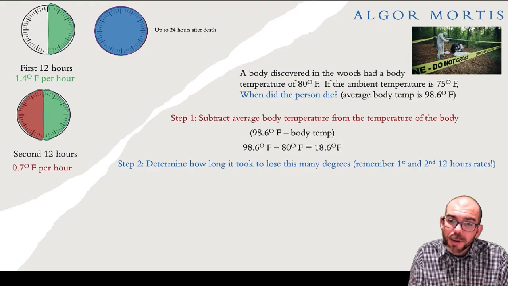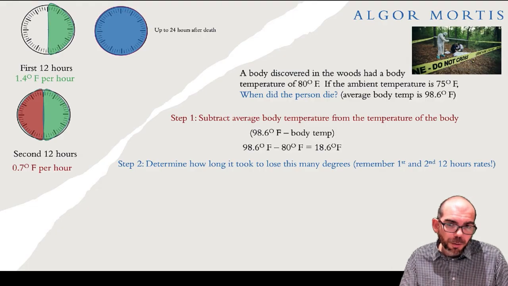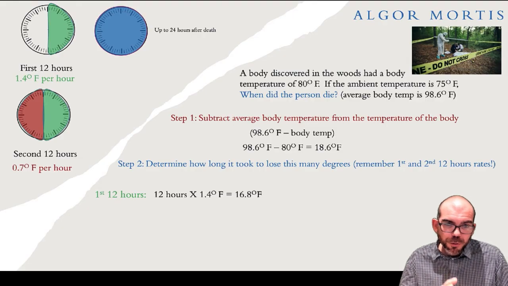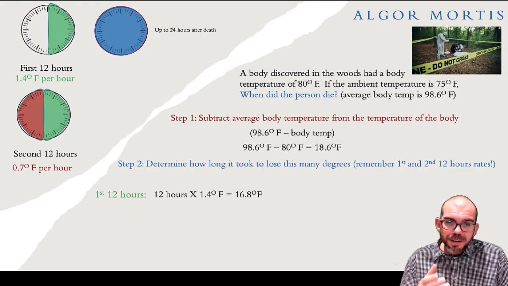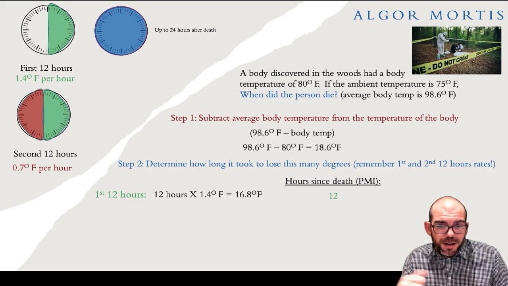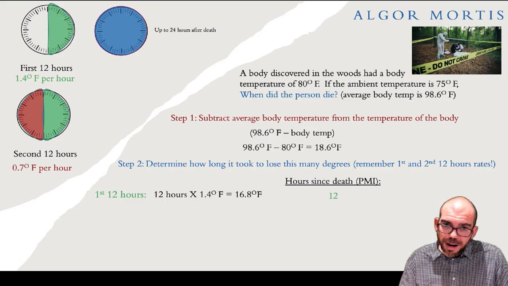And you always want to be mindful of our rule that the first 12 hours is a loss of 1.4 per hour, and the second 12 hours is a loss of 0.7. So for the first 12 hours, if I take 12 hours and multiply it by 1.4 degrees Fahrenheit, that gives me 16.8 degrees Fahrenheit that should be lost during that time. Well, we know our individual lost 18.6, so then I know this body's been dead for longer than 12 hours.